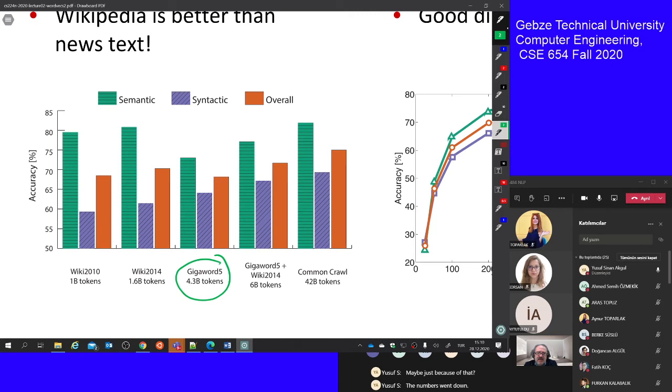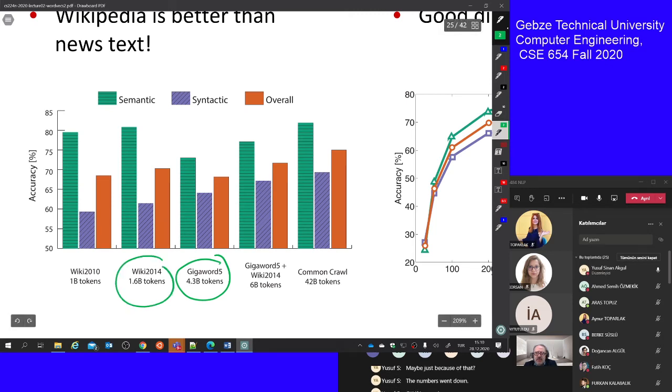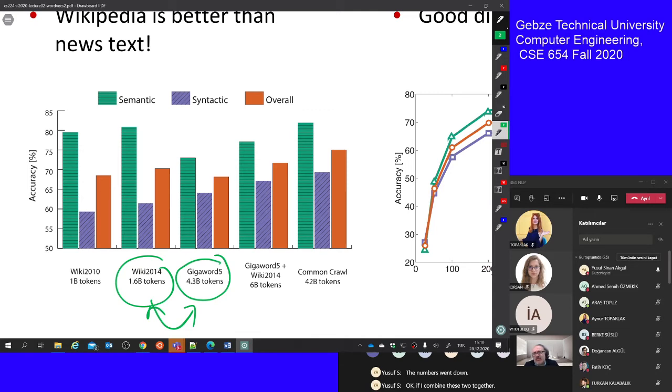Okay, if I combine these two together, then I get this one. This is not better than that, but if I have a very large data set, this is much better than everybody else, both syntactic and semantic.